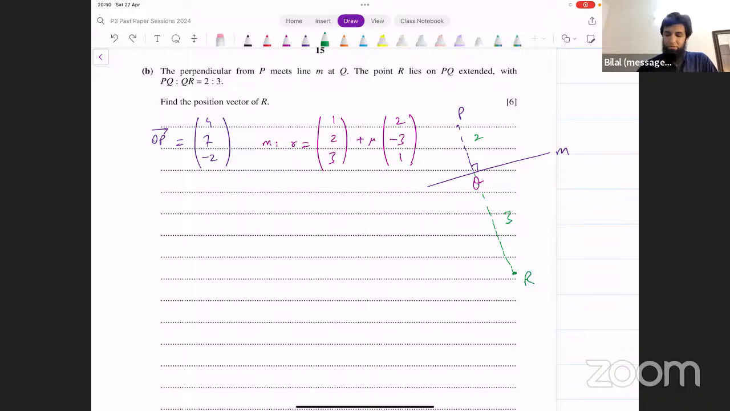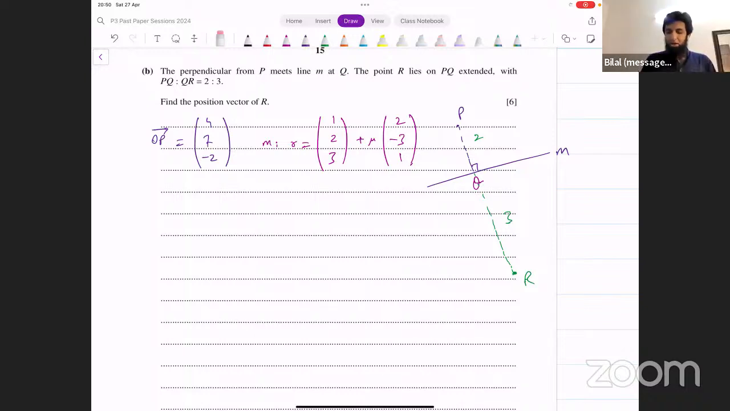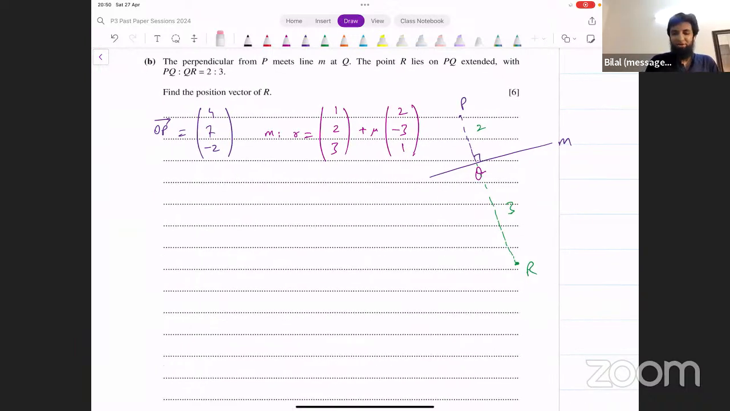Now, how do we do this? First of all, we have to find the position vector of the point Q. Once we have the position vector of the point Q, we can use ratios after that to figure out the point R as well. Okay, so we need to start by finding the position vector of the point Q first of all. How do we do that? Let's think about this. Okay, let's find the position vector of the point Q and see what that turns out to be.